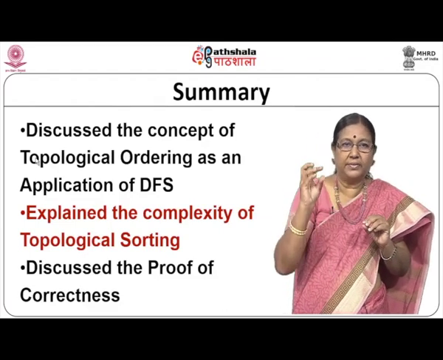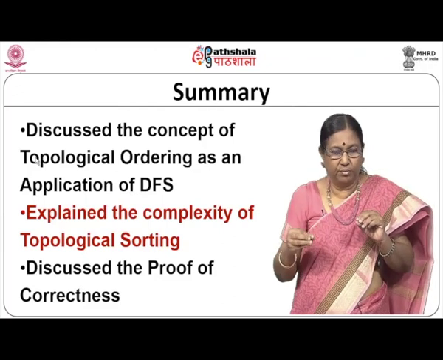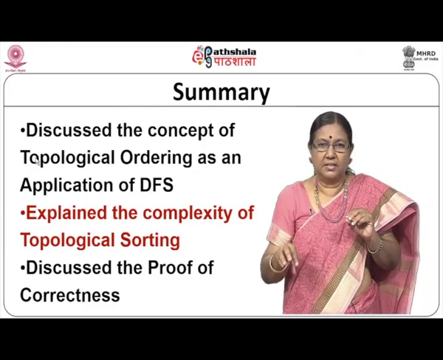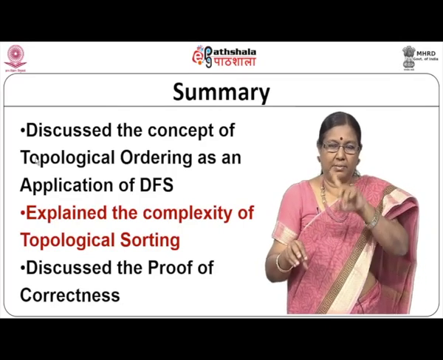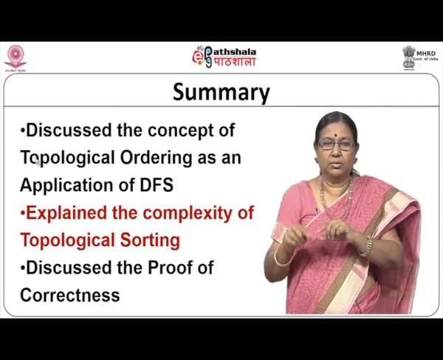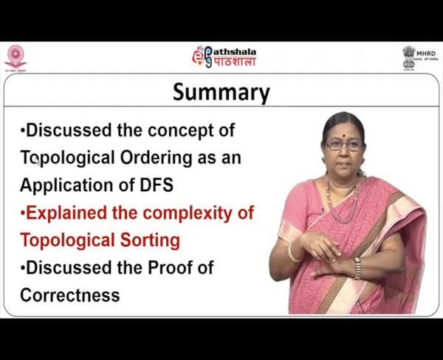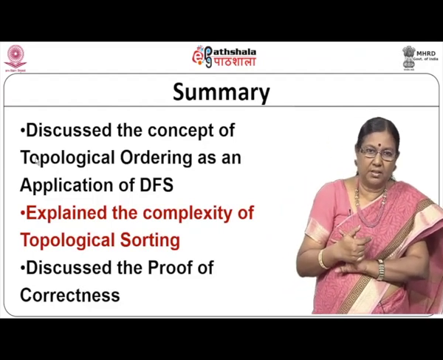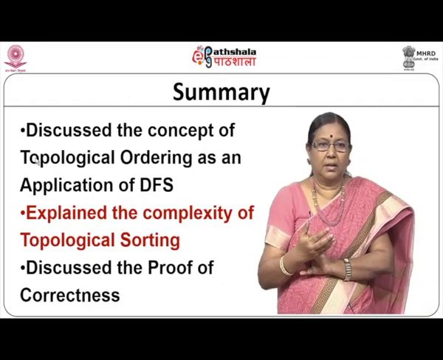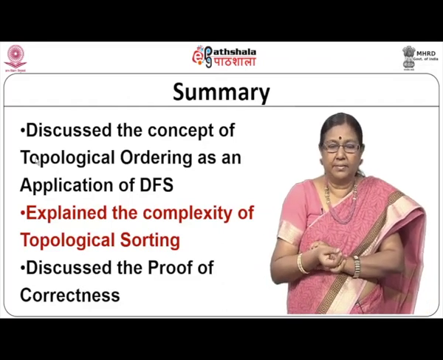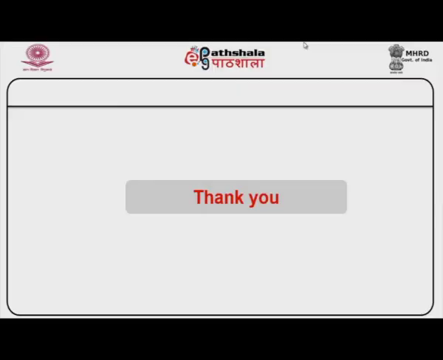So, what we do is start with a node and carry on going till you reach a point where you can go no further, and at that point that is the first finishing node. So, that is a descendant of the other node. So, its finishing time will be less than the finishing time of its ancestors. So, we explained the concept of topological sorting and we discussed, in less detail, but we just briefly looked at the proof of correctness of the algorithm. So, thank you.